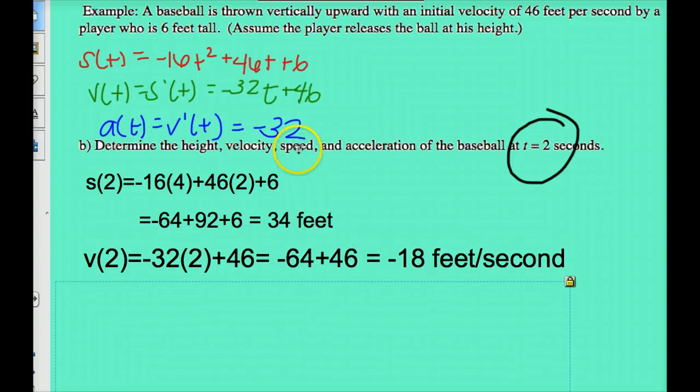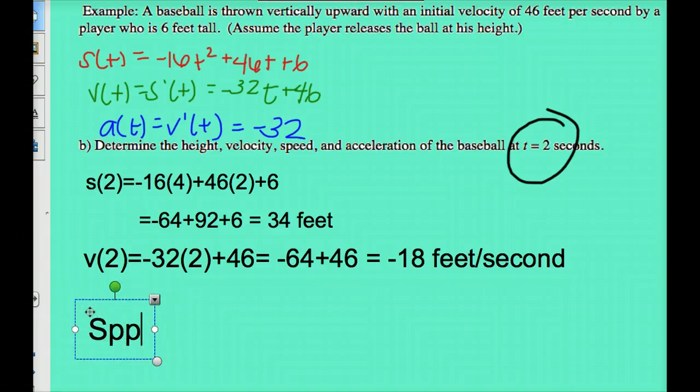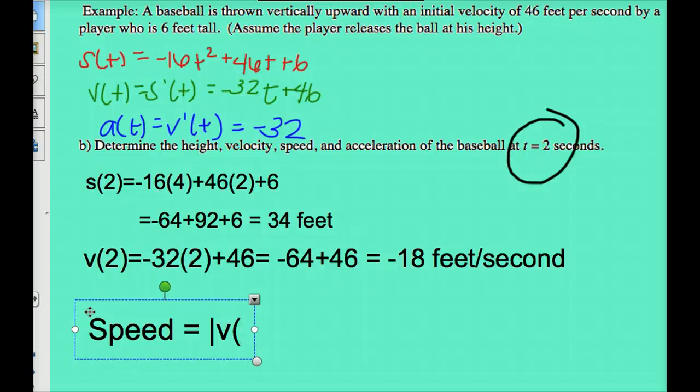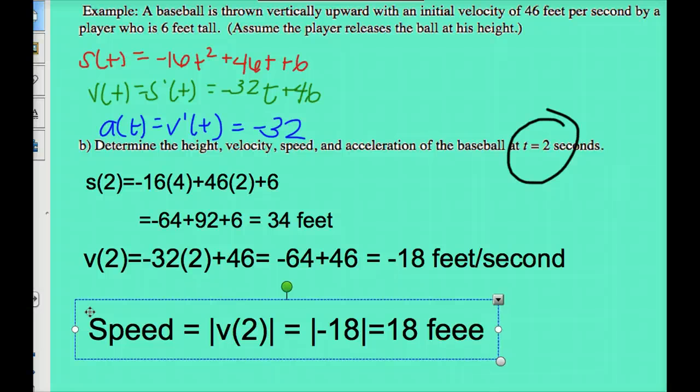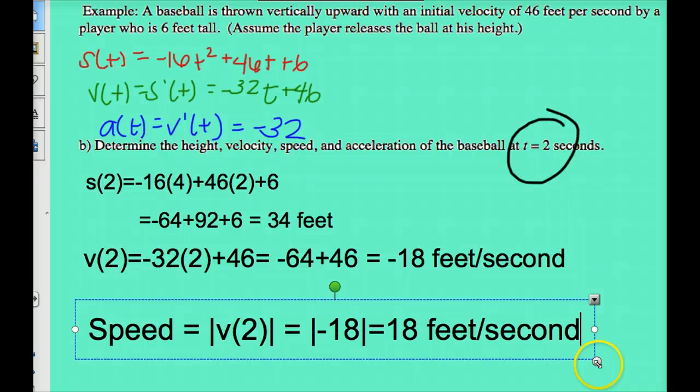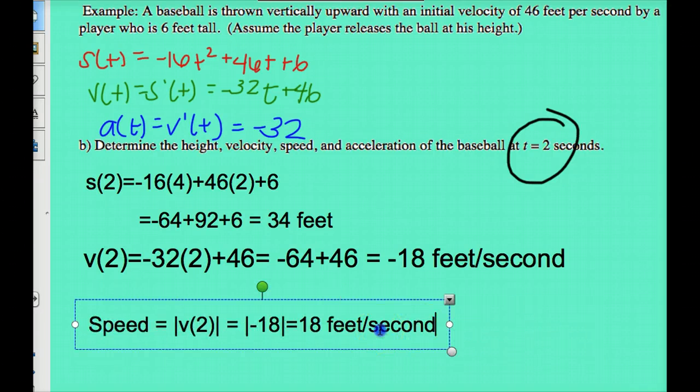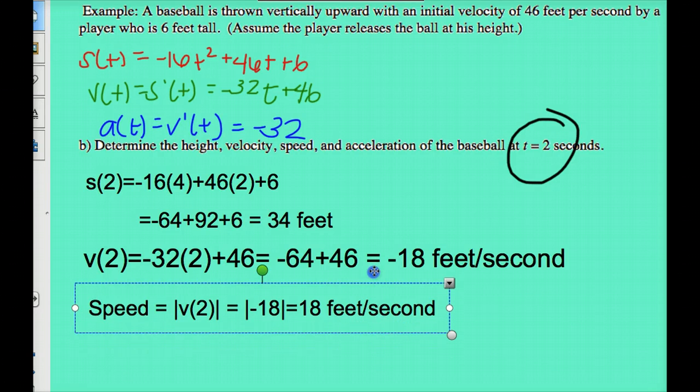Okay. The next question is asking about speed. Well, we said speed is equal to the absolute value of the velocity. And here I found that the velocity is negative 18. So the absolute value of negative 18 is 18, and I'm going to say feet per second. Good, so let me shrink this again. Move this up just a little bit.